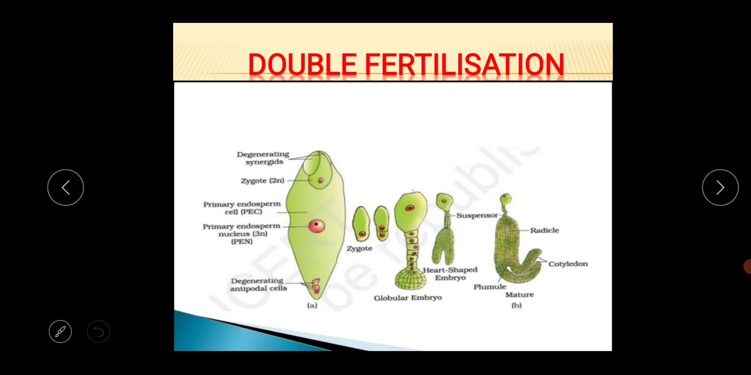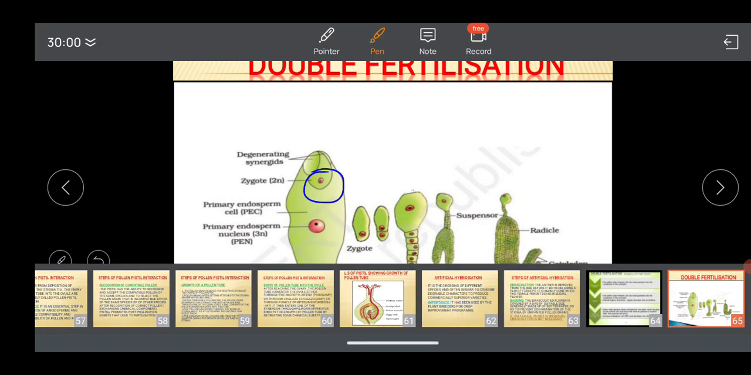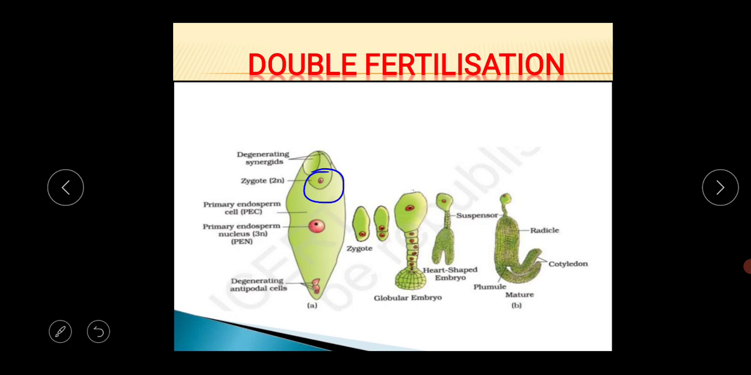Just look at the structure. This is the degenerative synergid, this is the zygote. One male gamete and the female gamete fuse together and form the zygote. Next is the primary endosperm cell. This green colored cell is the primary endosperm cell, called the PEC. This is the primary endosperm nucleus, the PEN. And this is the degenerative antipodal cell. After that the zygote is formed. This zygote first becomes the globular embryo, then the heart-shaped embryo, then the mature embryo.